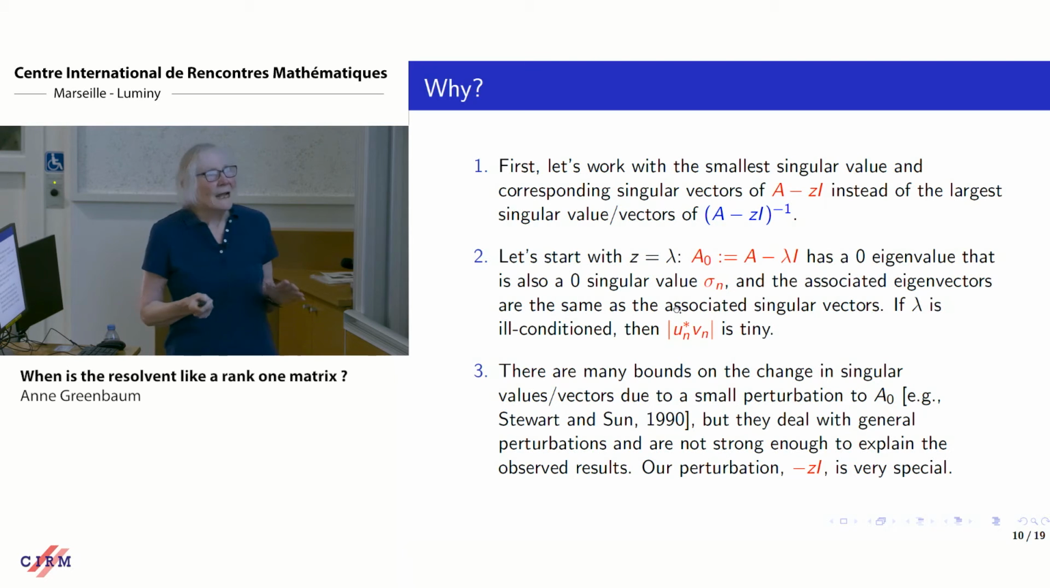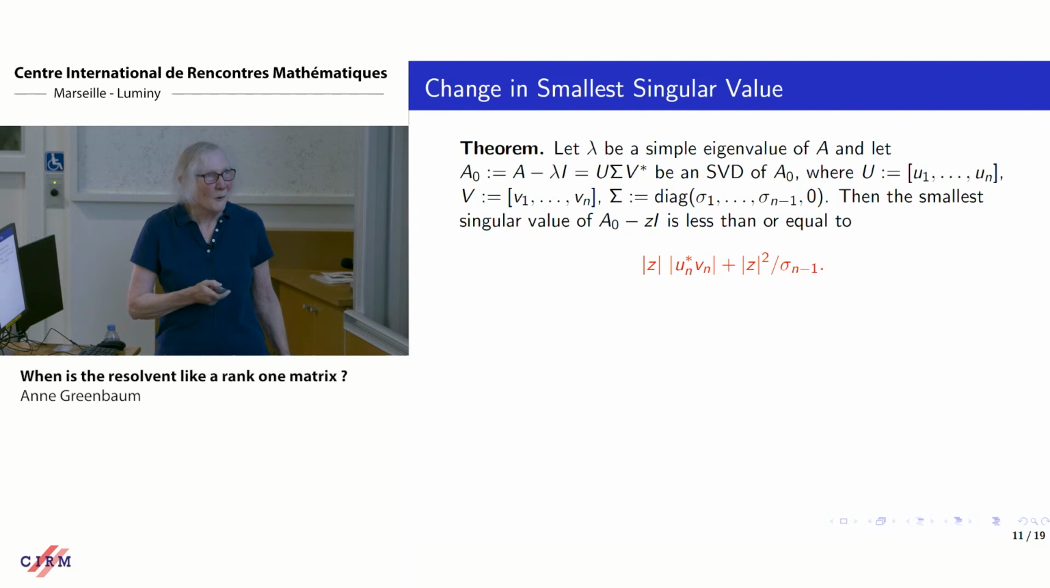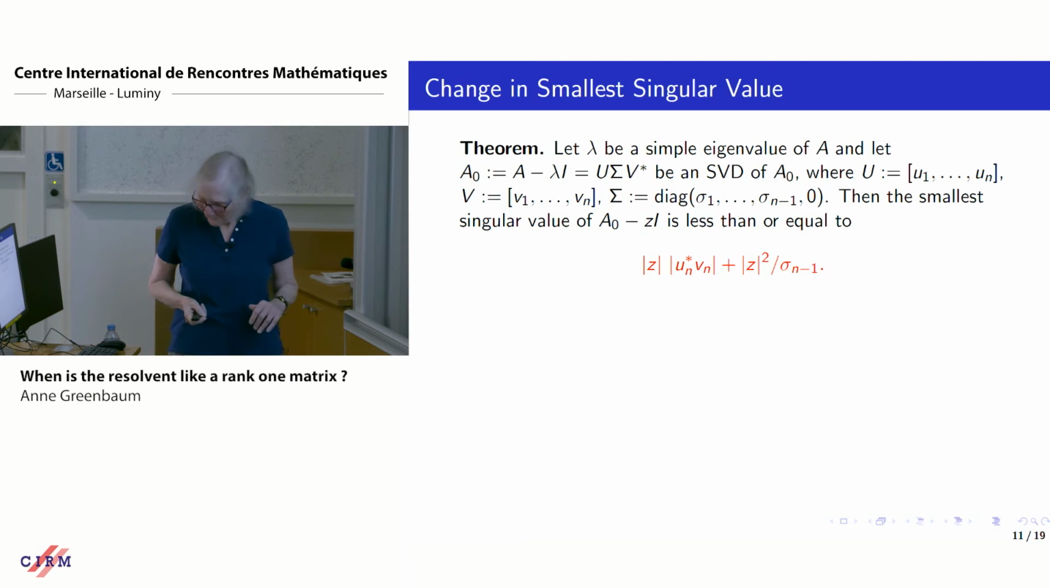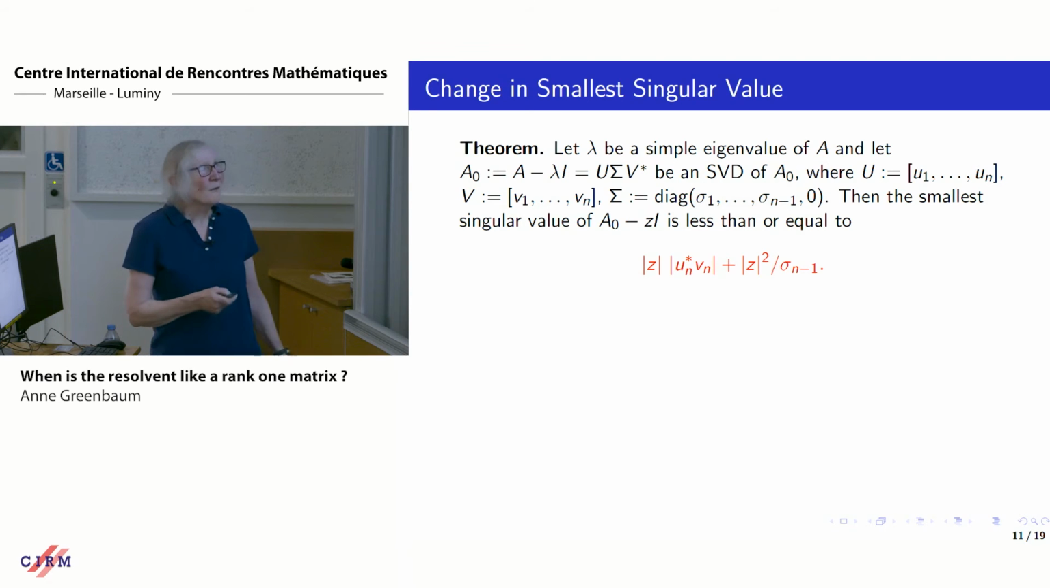Now, there are many bounds on the change in singular values or vectors due to a small perturbation to A0. I listed one classic reference, Stewart and Sun, but there are many others. But they deal with general perturbations and really are not strong enough to explain these observed results. Our perturbation, minus Zi, is particularly simple, so hopefully we can say a little bit more than in the general case. Well, let's start with the following theorem.